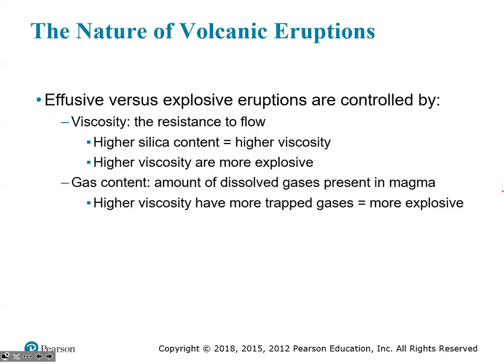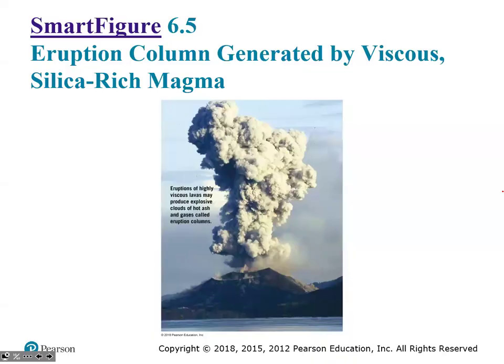And gas content is a measure of how much dissolved gases are present in the magma. Higher viscosity means more trapped gases. These more trapped gases help increase the pressure, which makes the volcanic eruption more explosive. So here's an eruption column generated by viscous silica-rich magma. Lots of pyroclastics, little bits of rock and material flying out.